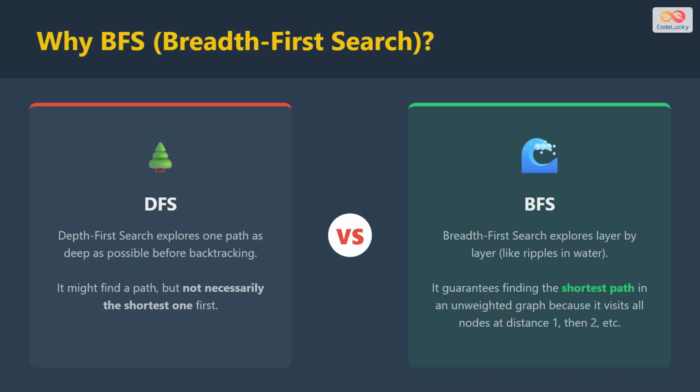Why do we use breadth-first search instead of depth-first search? DFS goes deep into one path and might find a solution, but it doesn't guarantee the shortest one first. BFS explores layer by layer, visiting all neighbors at distance 1, then distance 2, and so on. This guarantees that the first time we reach the target, it is via the shortest path.